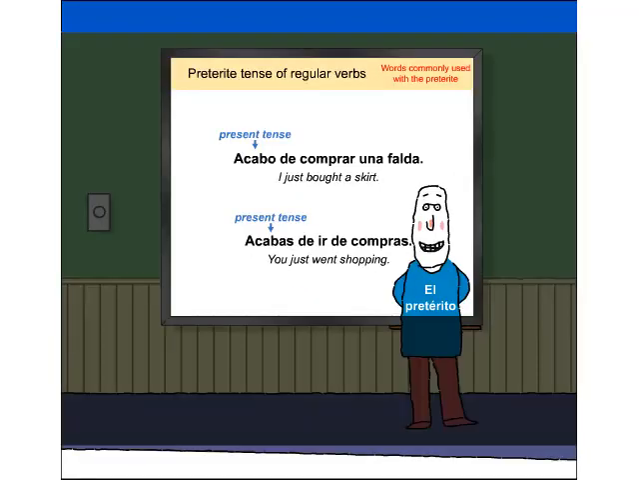Muy bien. Pues acabamos de aprender el pretérito, ¿cierto?